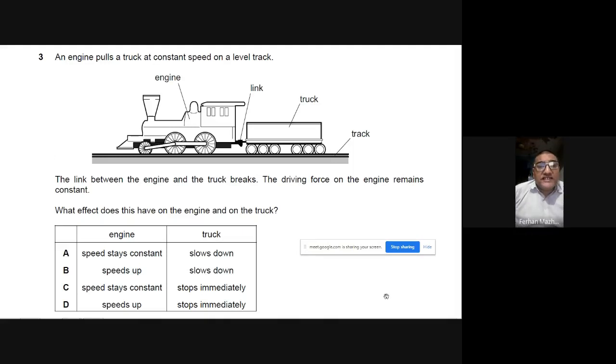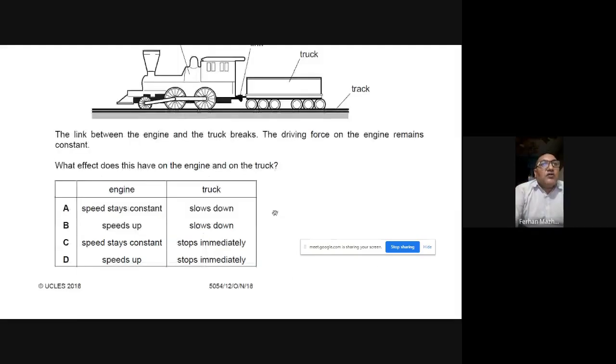Because the engine is still producing the same driving force, when the link breaks, the truck is separated from the engine. The load on the engine reduces, but its force is still the same. So what will happen? The engine will start accelerating, it will speed up, and because the link has broken, the force provided by the engine on the truck to move forward has disappeared, and so the truck will slow down. So for question number three, B is the option. Now we have the next question. Question number four is on your screen.